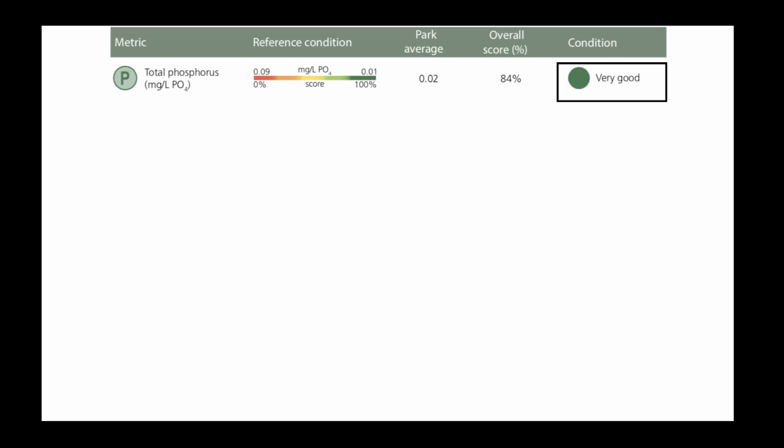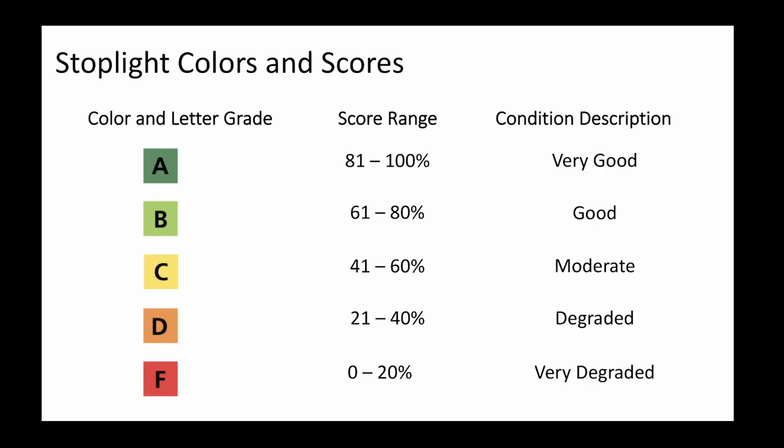In the final column, called condition, there is a green circle followed by the text very good. We use stoplight colors, which are green, yellow, and red, to convey conditions. In addition, we have light green and orange for in-between scores. The stoplight colors, shown in boxes on this slide, are accompanied by letter grades, associated score ranges, and overall condition descriptions. Dark green corresponds to a score range of 81 to 100% or a letter grade of A. This is the best a park can do to meet the target reference condition. Indicators within this range are considered to be in very good condition.